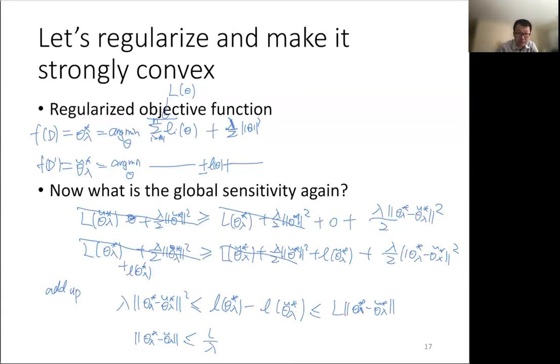Okay, this applies to all neighboring data sets. Therefore, this is a global sensitivity for this particular query F. And then we can now apply the Gaussian mechanism to this problem and obtain a differentially private algorithm.